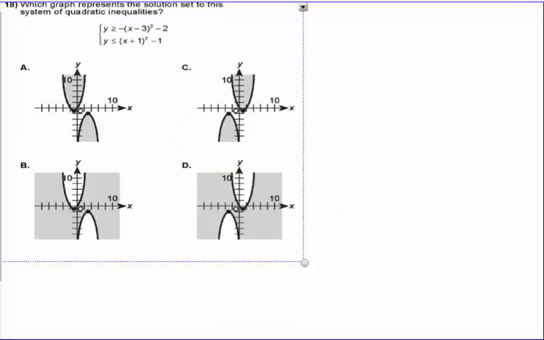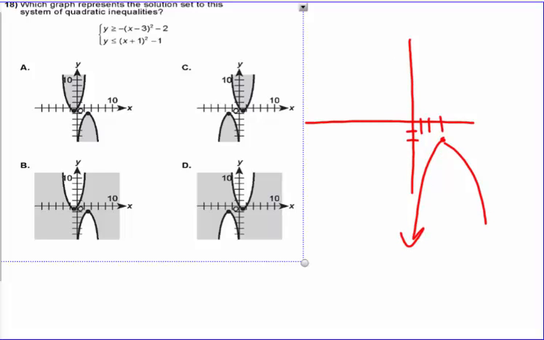Alright, so with this problem, again, you want to eliminate any answers you know are incorrect. We could also just do a quick sketch by hand. So if we look at this one, we know the one opening down is greater than, so we shade on the outside. Notice we went right 3, down 2 to get to the vertex.